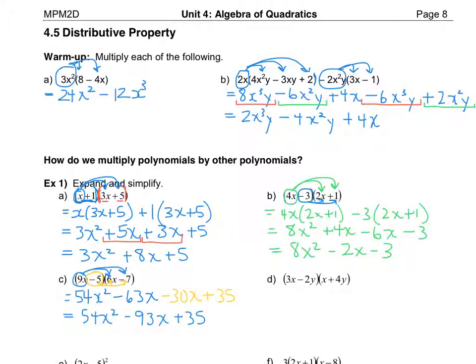So hopefully you're noticing we kind of end up with an x squared, an x, and a constant, which reminds me of the standard form of my trinomials. Okay, standard form. Put that in your back pocket.